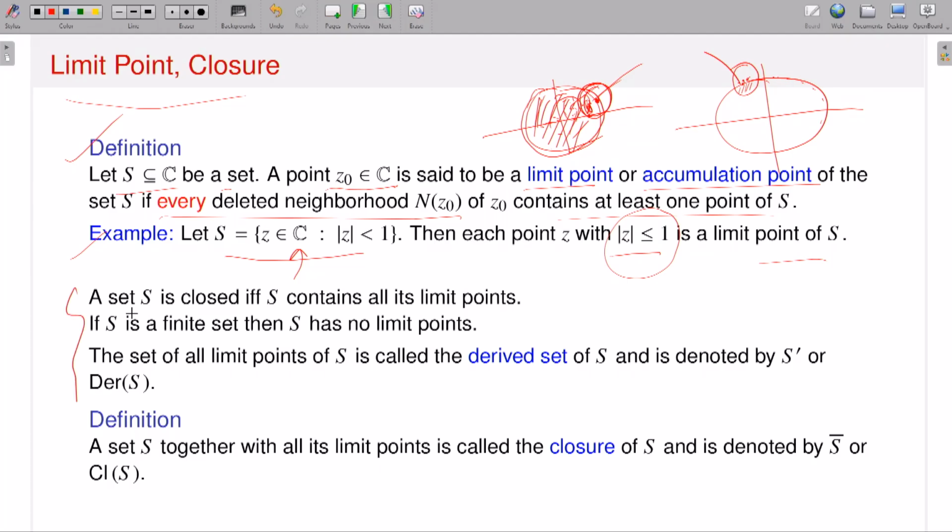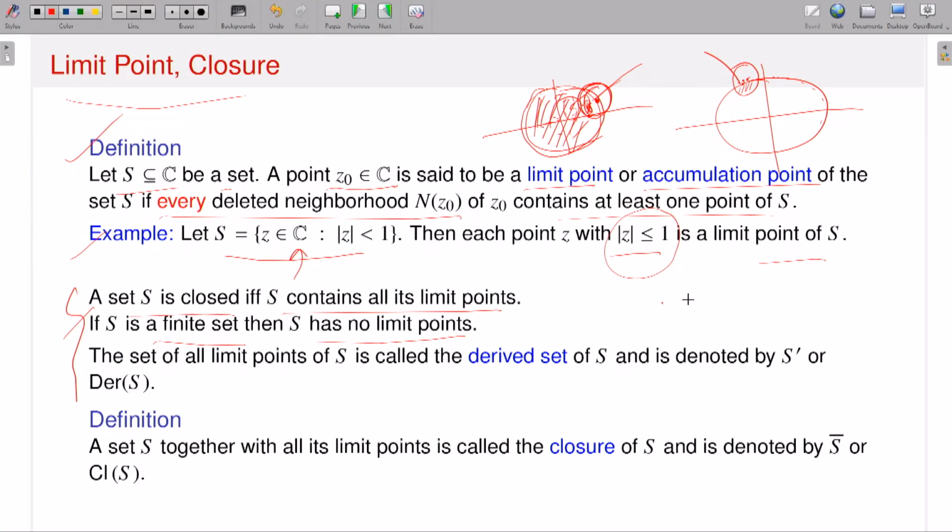These are standard facts. A set is closed if and only if it contains all its limit points. If I have a finite set, it has no limit points, so it is vacuously closed. Suppose S is a finite set of dots, and that set has no limit point.